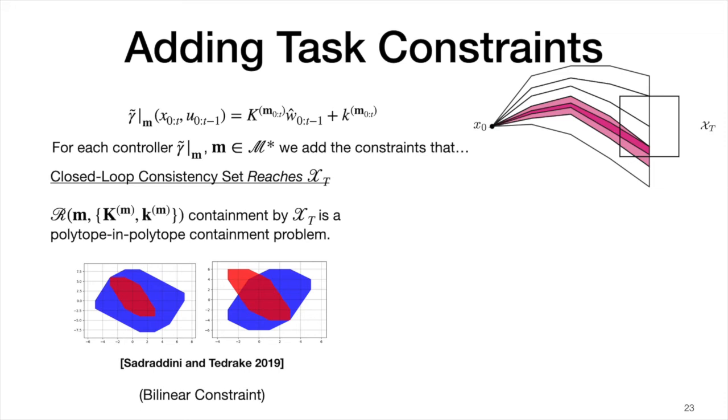Because the closed loop R set is a polytope, this amounts to a polytope in polytope containment problem. Unfortunately, because of the structure of R, this results in a bilinear constraint in our final optimization problem.